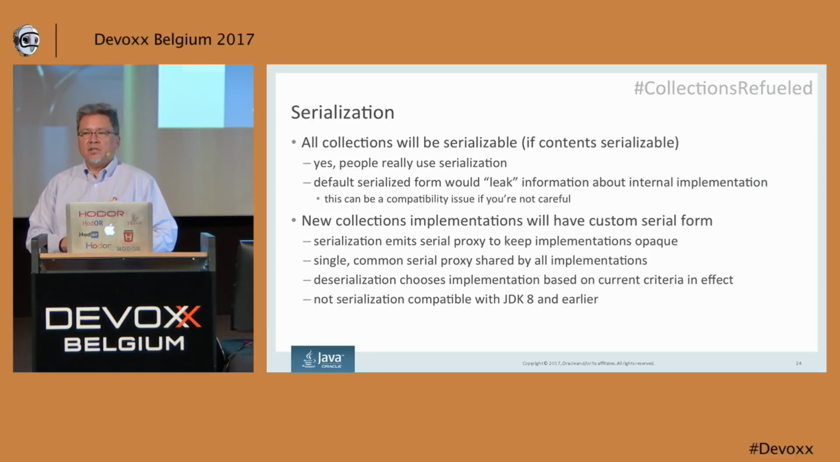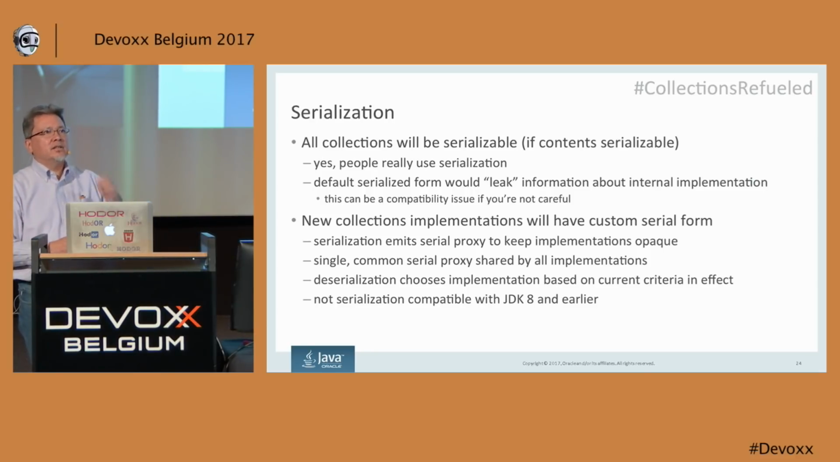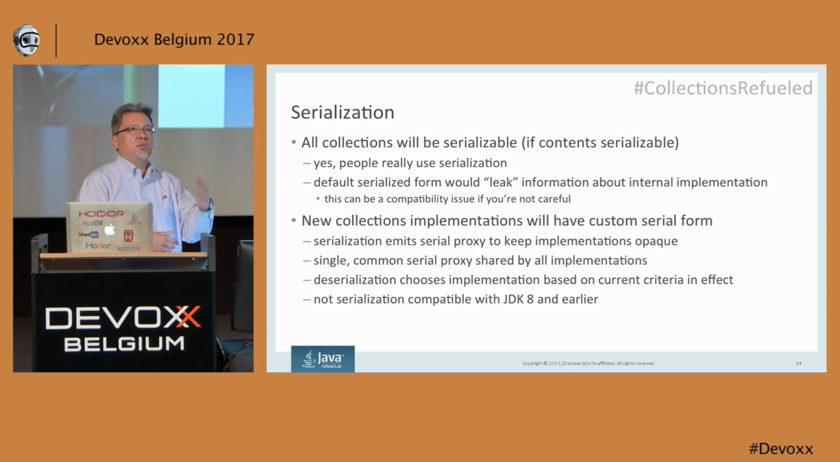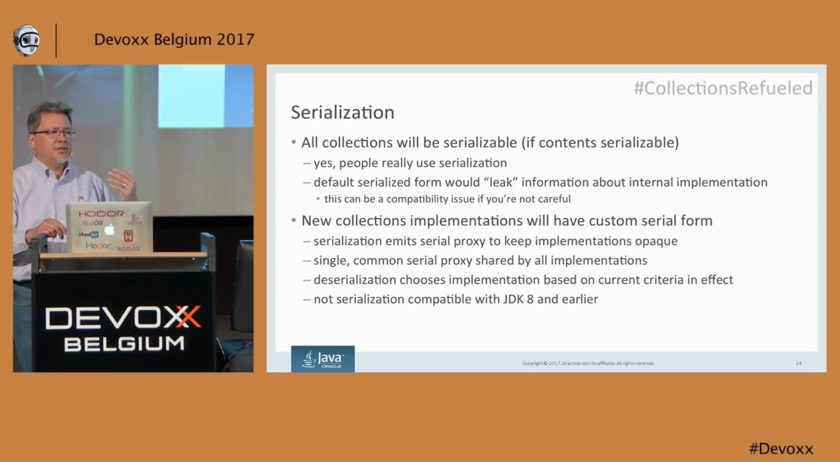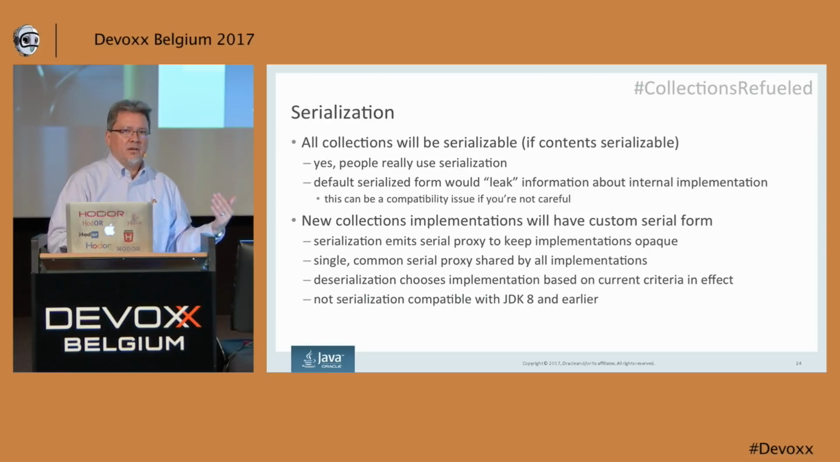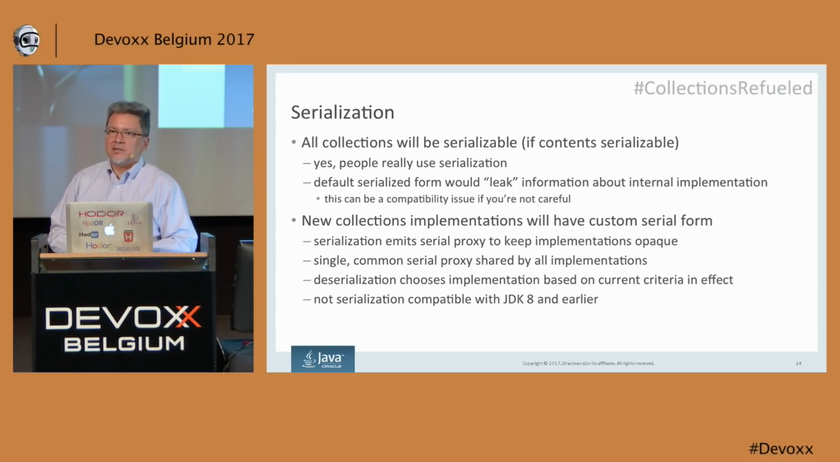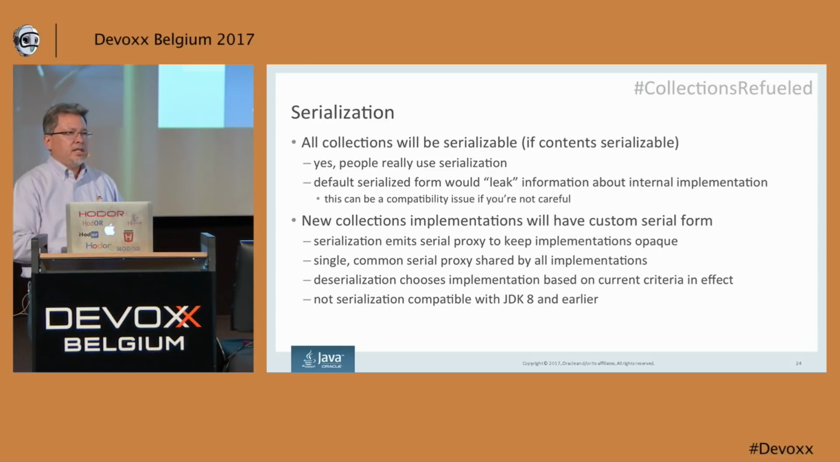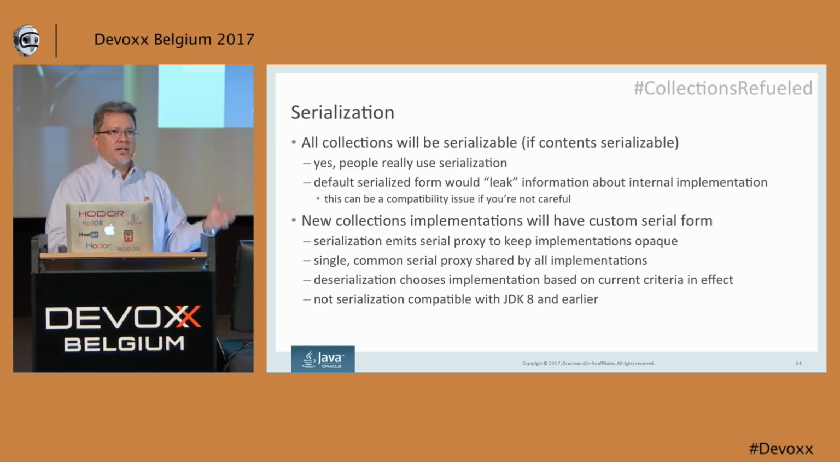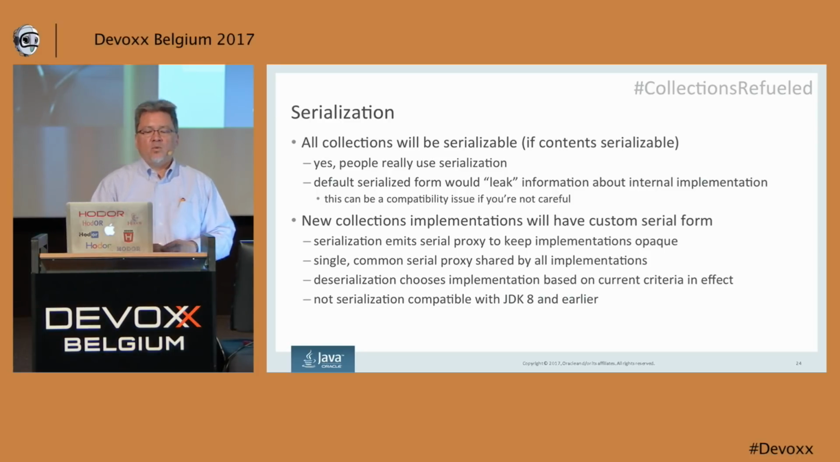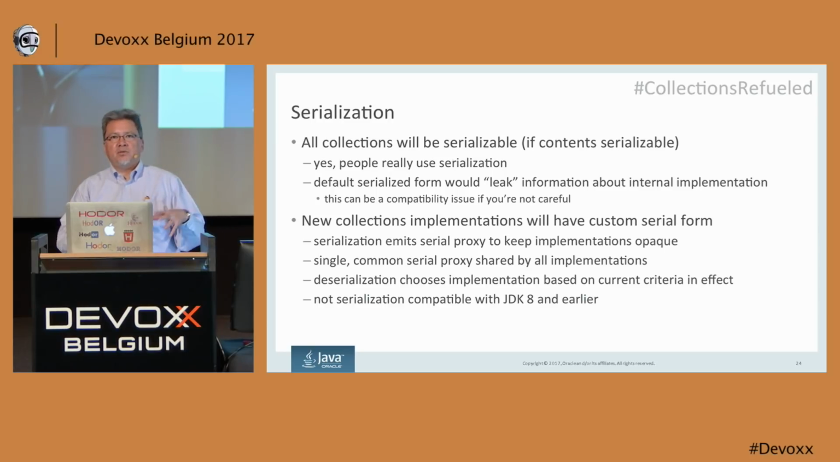Okay, so I said earlier that there are no public constructors and no public classes. You call the static factory methods, and we'll return instances of some internal implementation of our choice. What happens if you want to serialize one of these? If we didn't do anything else, then when you serialized one, the name of the internal implementation class would appear in the serialized output stream. We didn't want to do that because we want to preserve the ability to change the internal implementations at will. And so we use the serialization proxy mechanism.